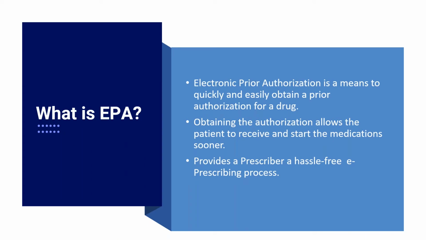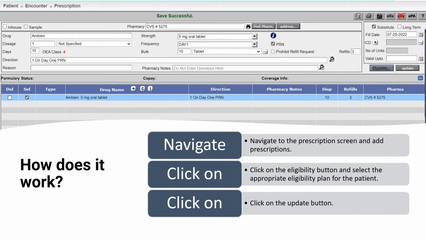Obtaining an authorization allows you to get the medication over to the pharmacy and the patient to receive and start their medication sooner. And it provides the provider an easy way to process their prescriptions and their authorizations. How do you navigate to it? How does it work? You're going to go to the prescription screen and fill in the prescription as normal.